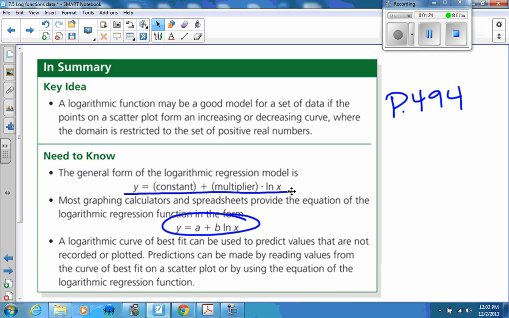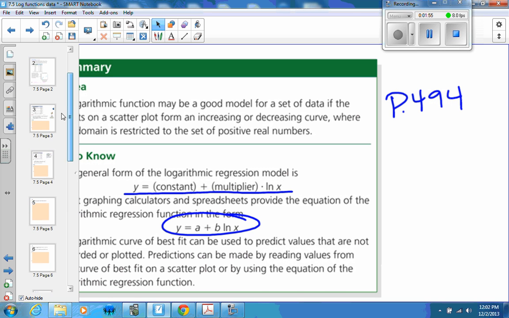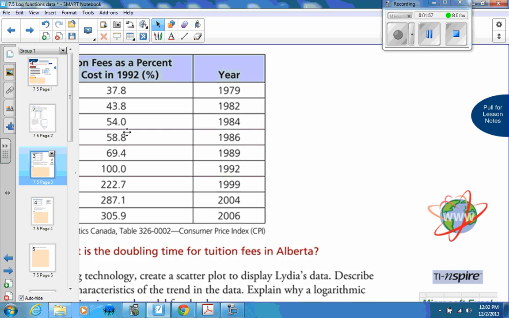And a logarithmic curve of best fit can be used to predict values that are not recorded or plotted. So that's, again, that second part of the question. Once you get the equation, you're going to use it to predict. You're going to interpolate or extrapolate the data depending on what the question is asking for. Okay, so this is a little different than what we looked at in the last section, but it's just showing you that there's different ways to write this equation, and if you need to write the equation in that way, then you know that it exists. Okay, so we'll look at what our graphing calculator does.